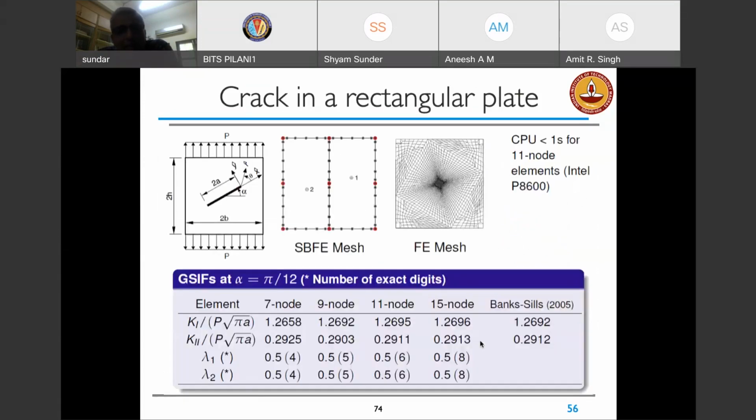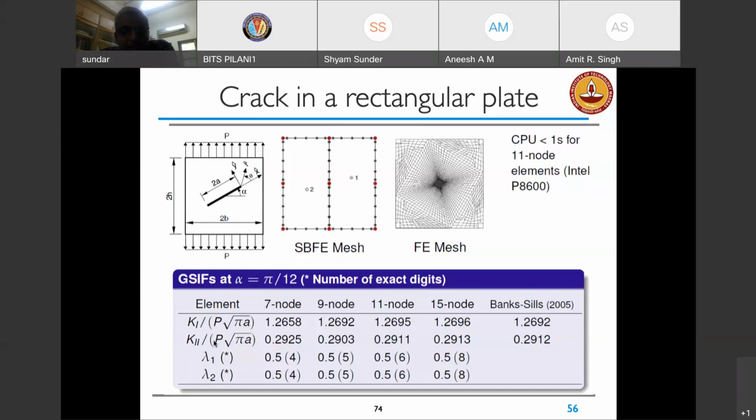So coming to the crack problem, let's say you have a plate with an inclined crack, the solid line represents a crack with an angle. If I were to use finite elements to do it, this is a mesh that I would have to have, an extremely refined mesh close to the crack tip, so that I can capture the necessary physics of the problem, right? Whereas with the scale boundary finite element method, this is the entire mesh that I would have to have, because the solution within this domain is analytical, so I can capture the singularity exactly.